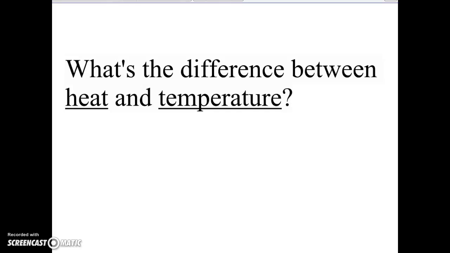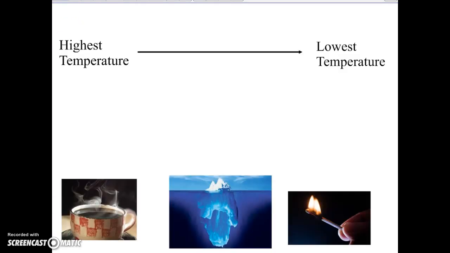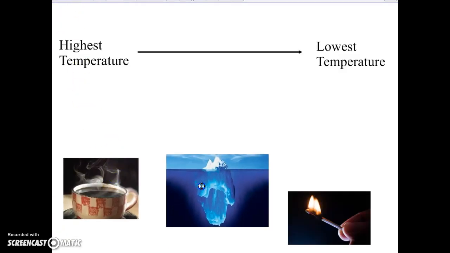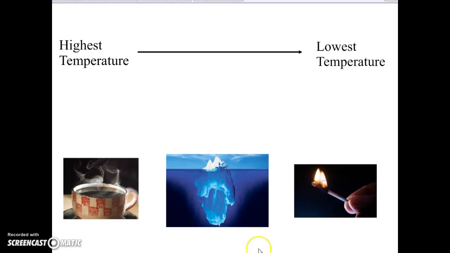Hi everybody. In this video we're going to take a look at the difference between heat and temperature. So I'm going to start with a question. There are three objects on the bottom of the screen. I want you to see if you could rank them in order from highest temperature to lowest temperature.